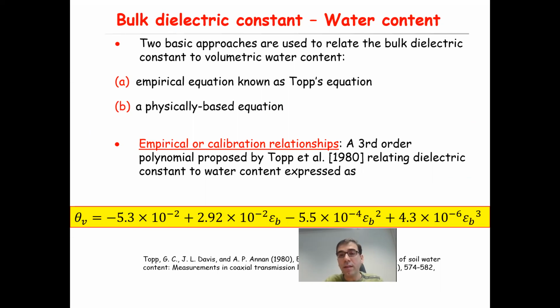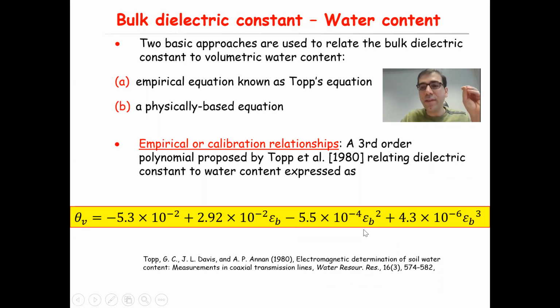So now, let's say with the sensor, you have the epsilon b, okay, you have the dielectric constant. There are two ways that you can convert this dielectric constant to water content. Remember, we wanted to calculate the water content, and we need to find a way to convert this dielectric constant to water content. So there are two common approaches to do that. One is the empirical equation known as the Topp equation. We will discuss it in a second. And then another one is a more physically based equation.